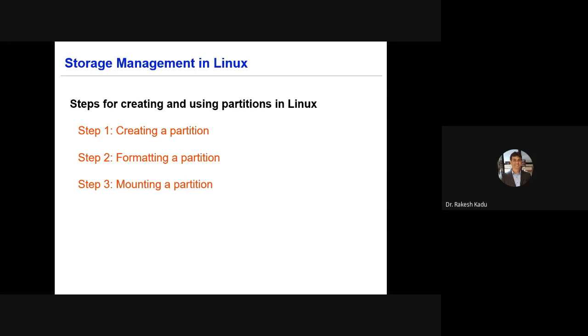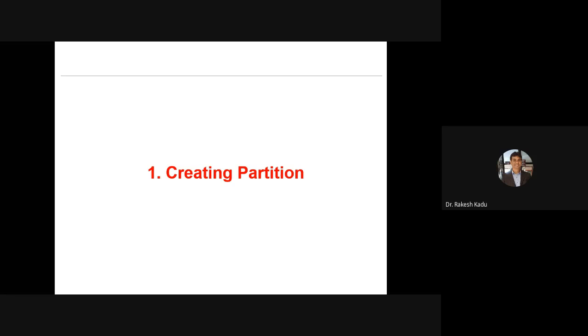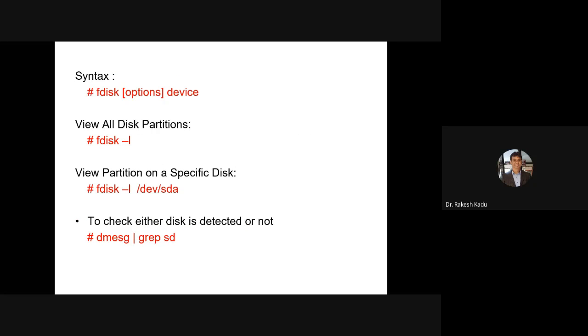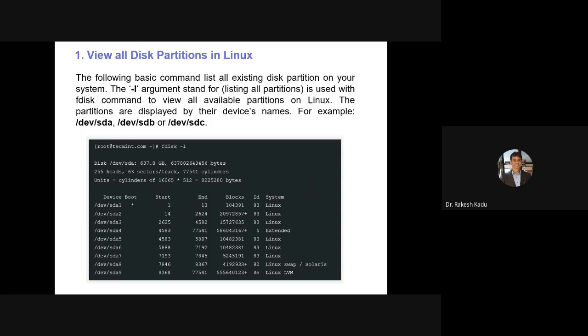So we discussed the fdisk command, and after creating a partition, we have to format the partition and mount the partition. So these are the three steps which we already discussed in the previous video. For creating a partition, we used the fdisk command. We discussed the fdisk utility, what options are available with it, and how we can create different types of partition using it.